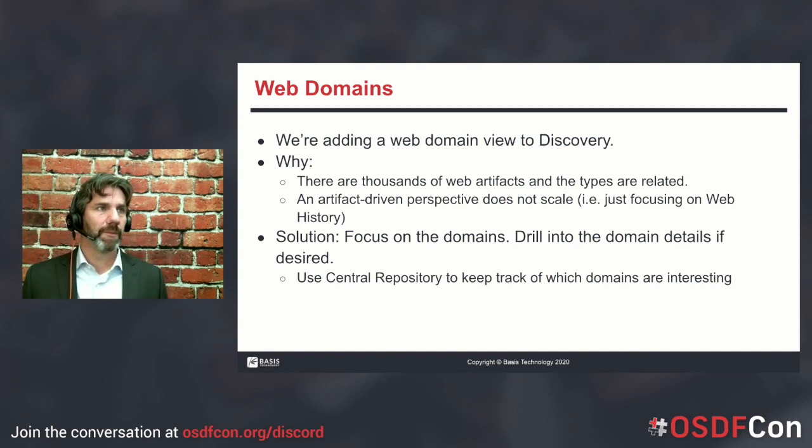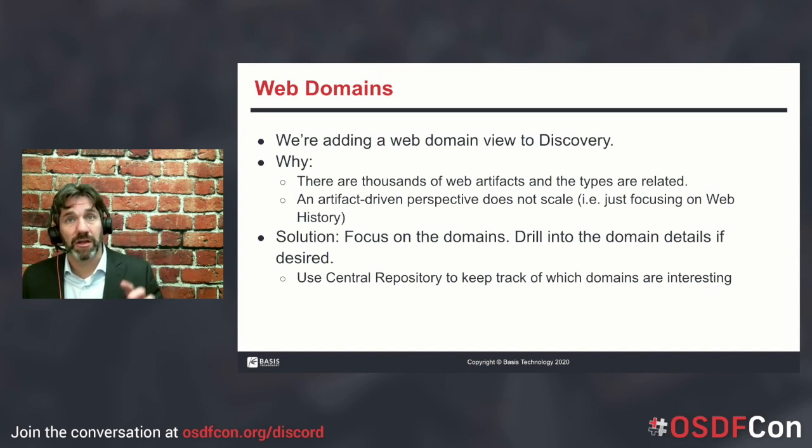So web domains are another core problem or challenge, right? Because there are thousands of web artifacts that are part of any kind of investigation. And the types are often related, right? A person goes to one website, they're going to have cookies, they're going to have history, they're going to have a whole bunch of stuff. And there's just overload with these things. So an artifact-driven perspective, just looking at history, just looking at cookies, doesn't really work, right? There's too much, and it's hard to figure out what the bigger picture things are.